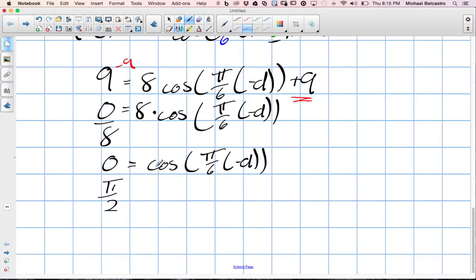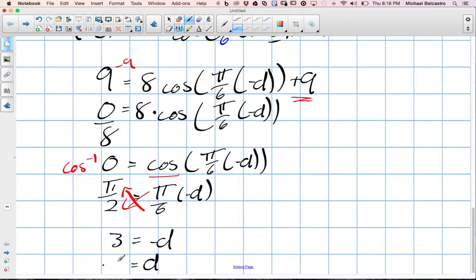When we bring cos over, we do the cos inverse of 0, and we get pi over 2, which is then equal to pi over 6 times negative d. We can move this almost like cross multiplying. This goes over, and this comes to the bottom. So the pi's cancel out, and you'd have 6 over 2, so this is 3. If you're unsure, you can double check that d is negative. So in this case, we have d is equal to negative 3.